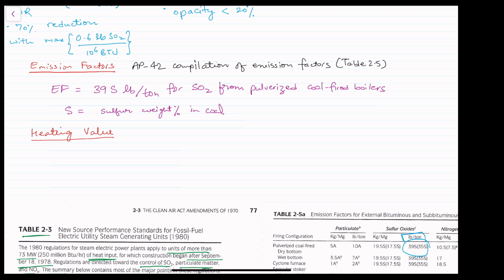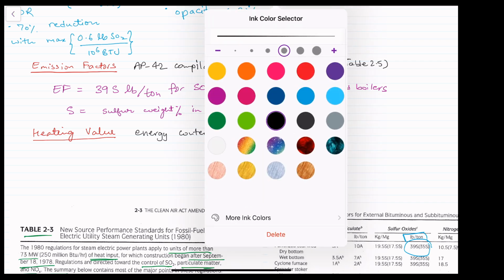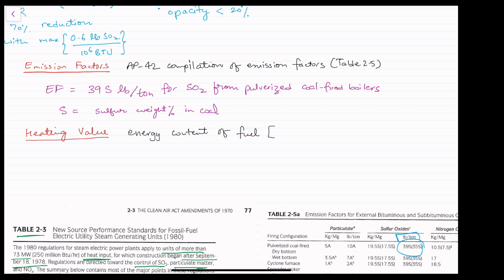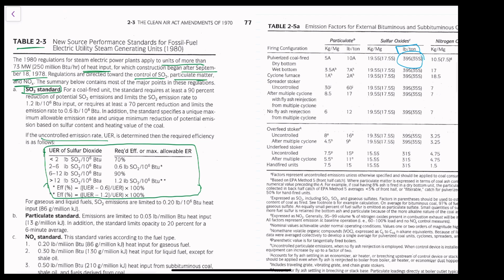So heating value is, this is from your thermodynamics, the energy content of fuel, basically. And usually that's in terms of BTUs, how many BTUs per pound, or kilojoules per kilogram, and so forth. Okay, so we will be using these two tables, table 2.3 and table 2.5, to solve our problems.